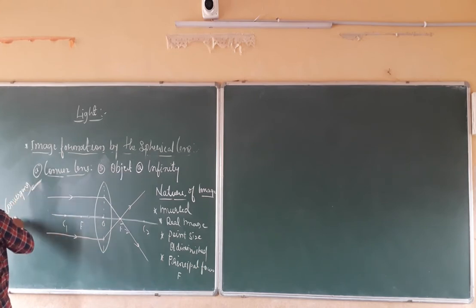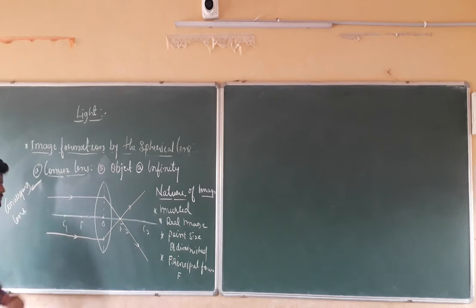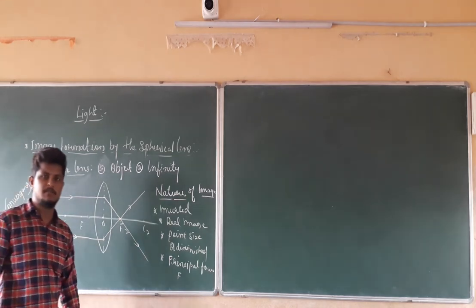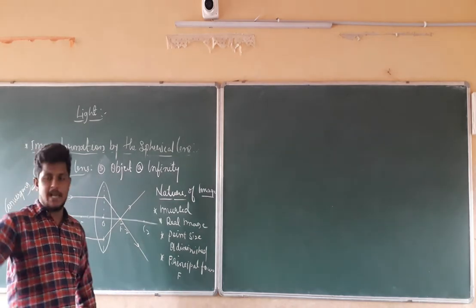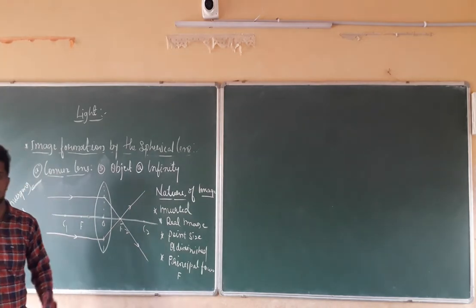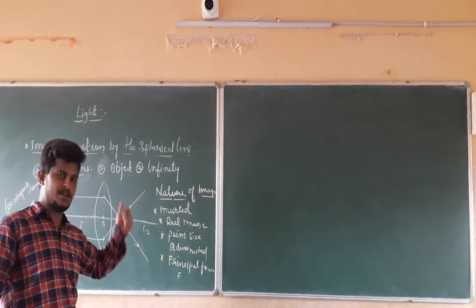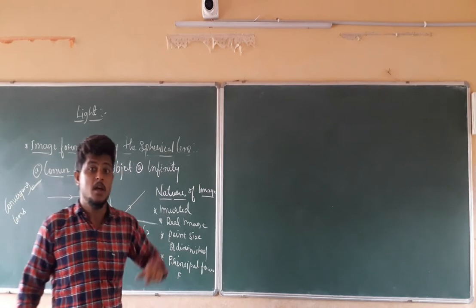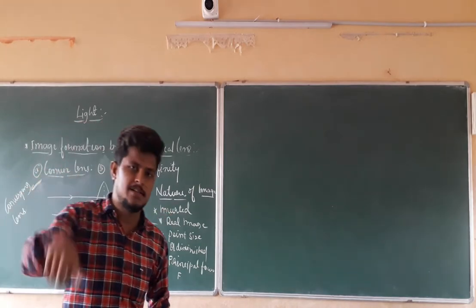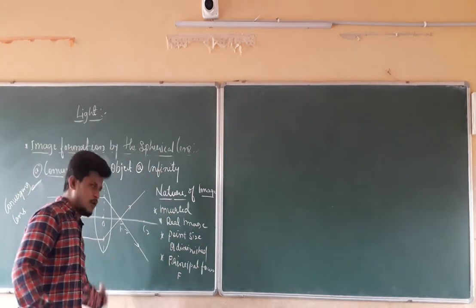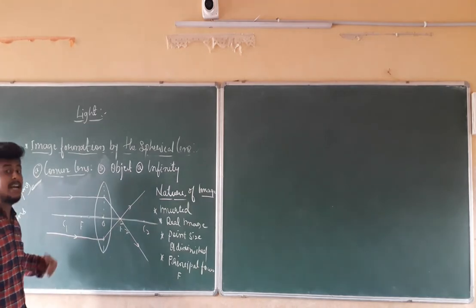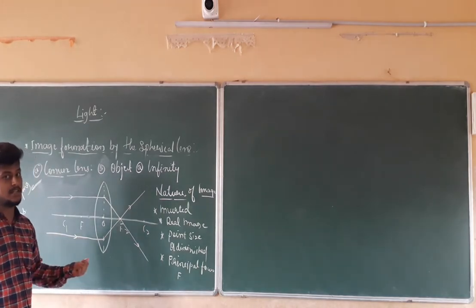If you remember, what is a converging mirror? A converging mirror is a concave mirror. Why? The light coming from infinity converges at a point, that is the principal focus, in case of a concave mirror, so the concave mirror is known as a converging mirror. In the case of a lens, the convex lens is known as a converging lens.